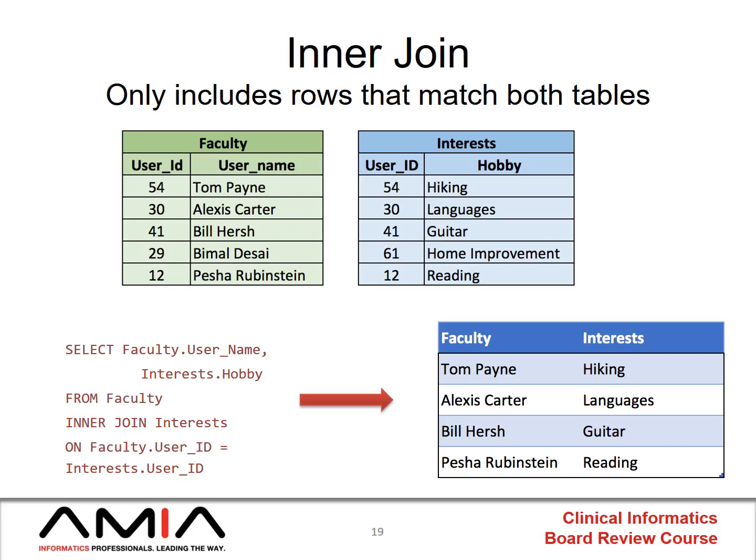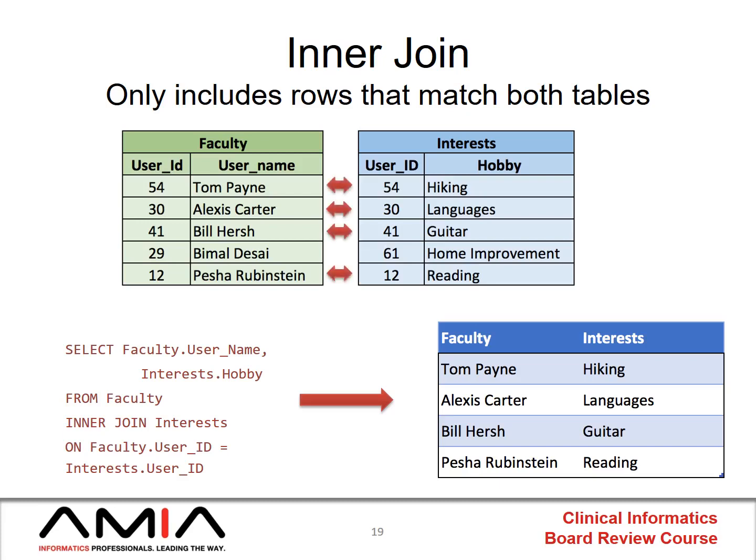So if I did the inner join, remember it would only return the results that satisfy that constraint in both directions. If I did our typical inner join syntax, select faculty username, comma, interest.hobby from faculty inner join interests on that constraint right there, I would only get 4 rows. I'd get Tom Payne, hiking; Alexis Carter, languages; Bill Hirsch, guitar; Pesha Rubinstein, reading. But I might have reason to intentionally show the null values. Maybe I want to show every faculty member, even the ones that have no interest. Maybe I want to show all the hobbies, even the ones that are not preferred by a faculty member.